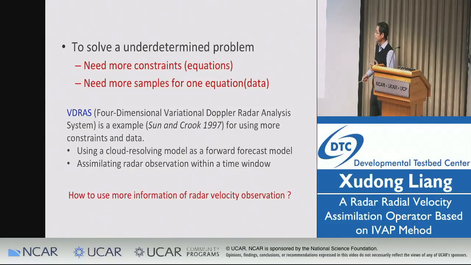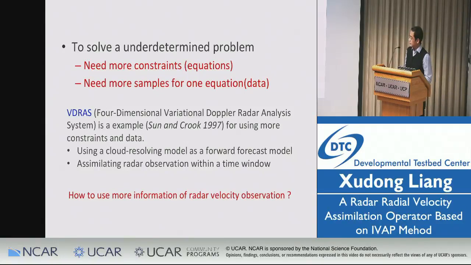So that means we have more equations to solve the problem. And secondly, it can assimilate the radar data within a time window, so it can use more observations, so it has a better result. But our question is: is there any method to get a better result when assimilating the radar velocity observation, especially in 3D? Can we do that?